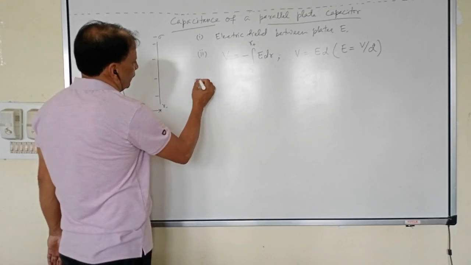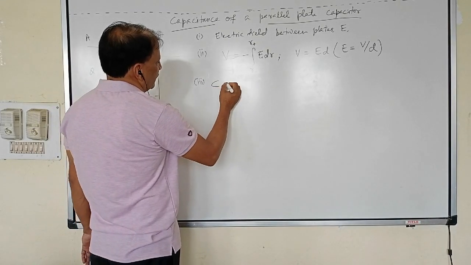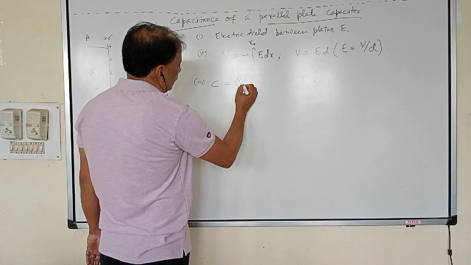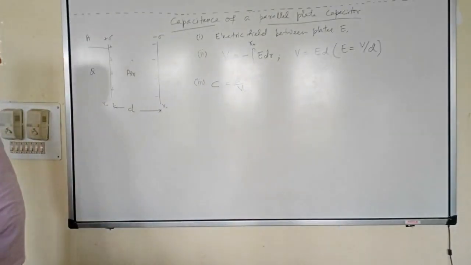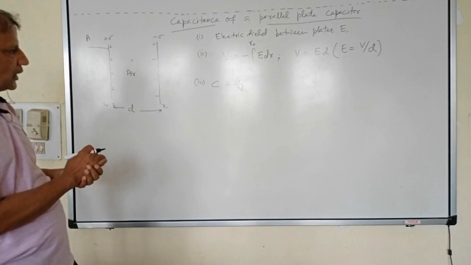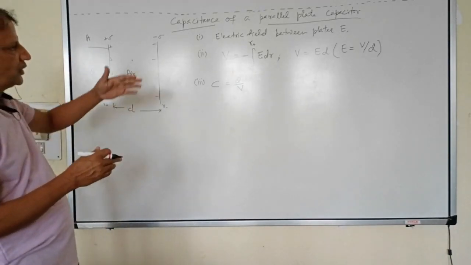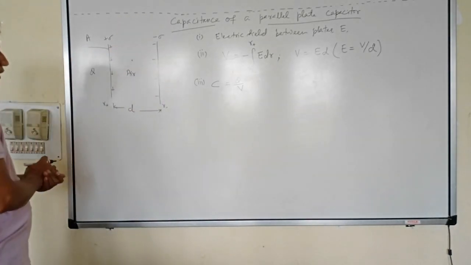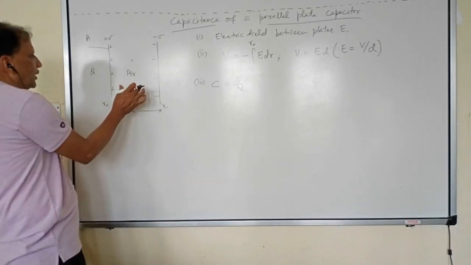Now third step, we have to find the capacitance C. C is equal to Q upon V. Capacitance is given by C equal to Q upon V. We have seen in the last class. Okay? So capacitance के लिए भी expression derive करेंगे. So this method we will follow. So first of all, let's find the electric field between the plates.